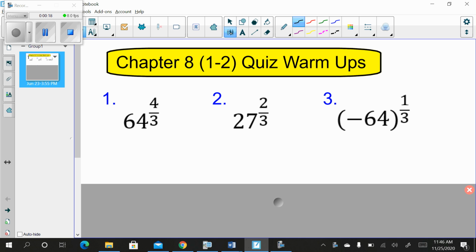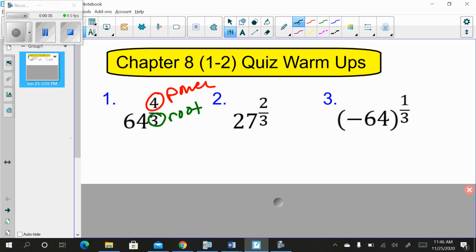So this idea of a base being raised to a fractional power. Remember our conversation about the bottom number is always going to be the root. And then that top number is always going to be the power that that's raised to. So we want to be able to rewrite it as a radical to make it a little bit easier for us to do it in our head.